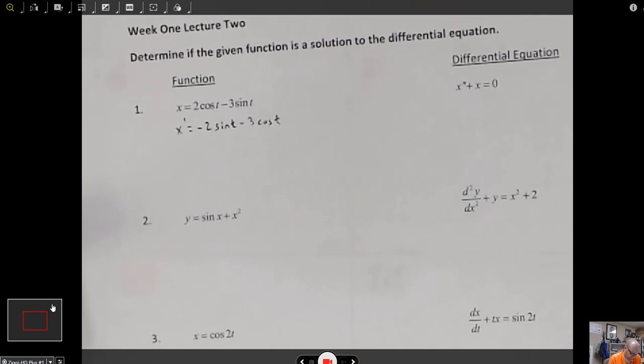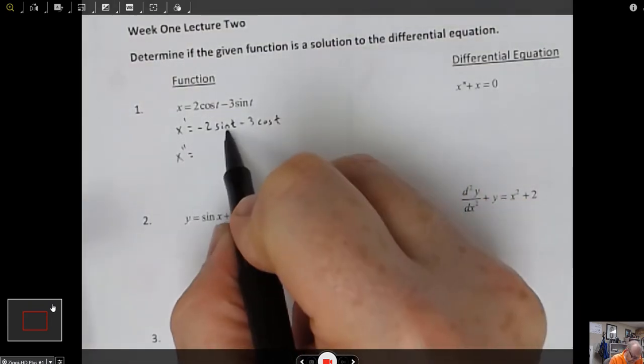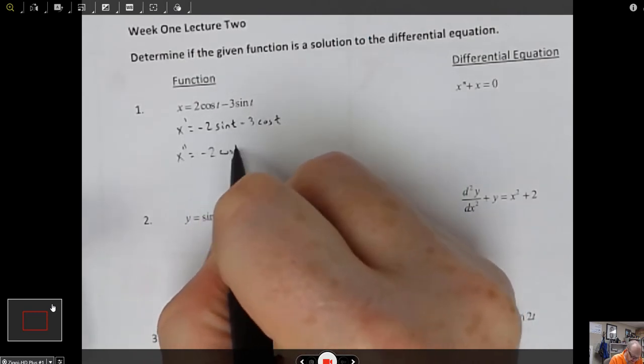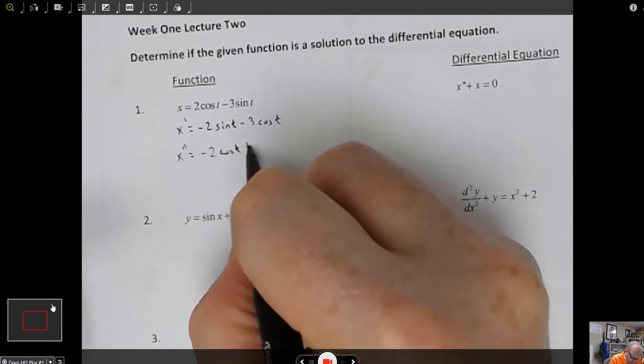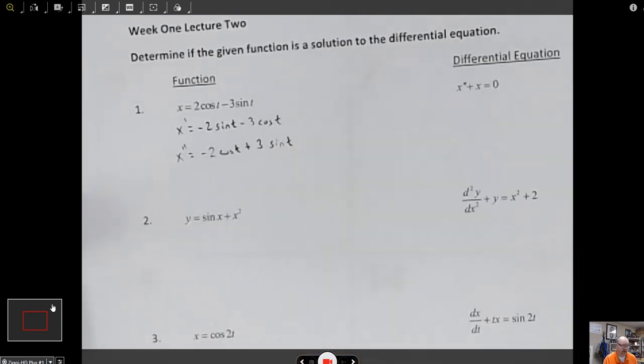Maybe that'll work. The second derivative. So I'm differentiating sine. The derivative of sine is still cosine. And the derivative of cosine is negative sine. So negative sine times negative 3 gives me my positive 3.